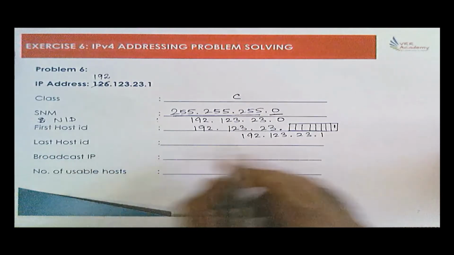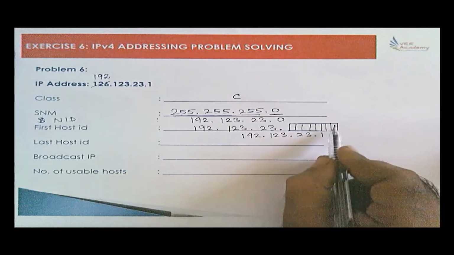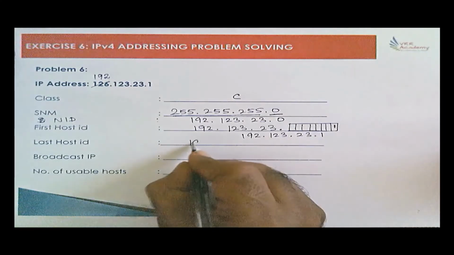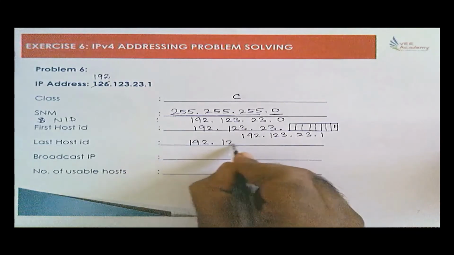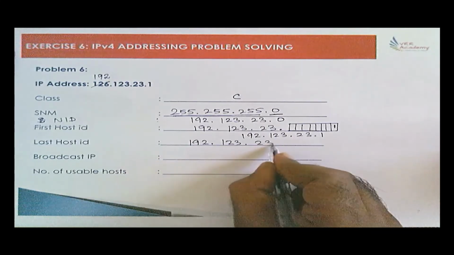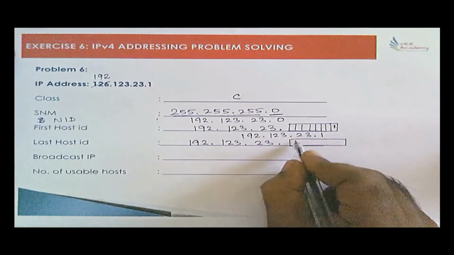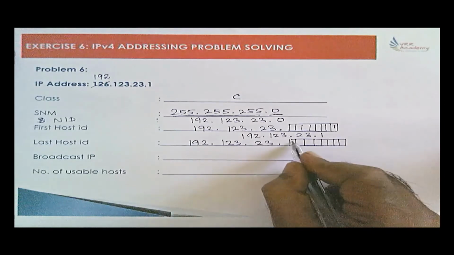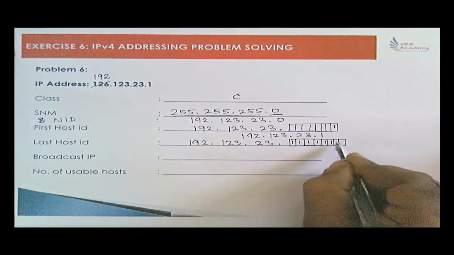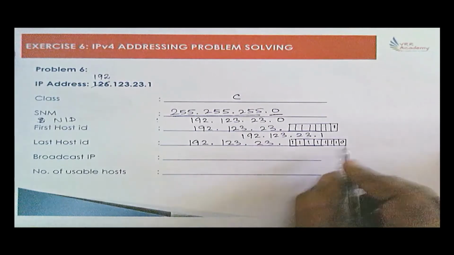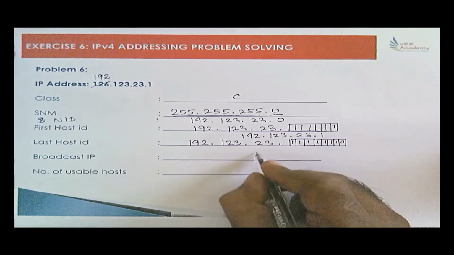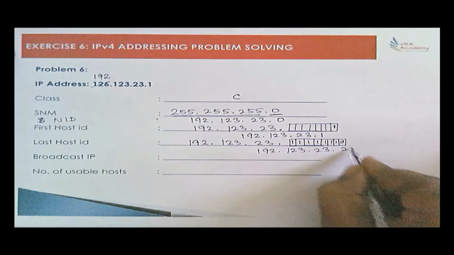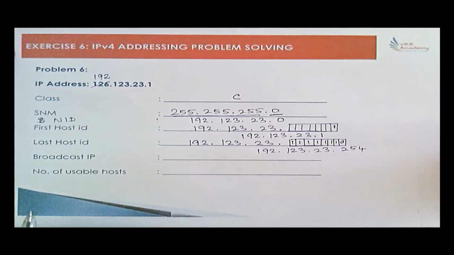For the last host ID, you make everything 1 here except the last bit, which is 0. If you make it like that, it is going to be 254. So 192.123.23, and here we have 8 bits, 1, 2, 3, 4, 5, 6, 7, totally 8 bits available. Make everything 1 except the last bit 0. If you convert this into decimal, 192.123.23.254 is going to be your last host ID.